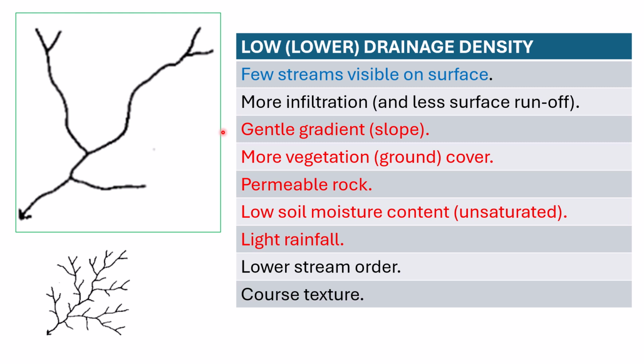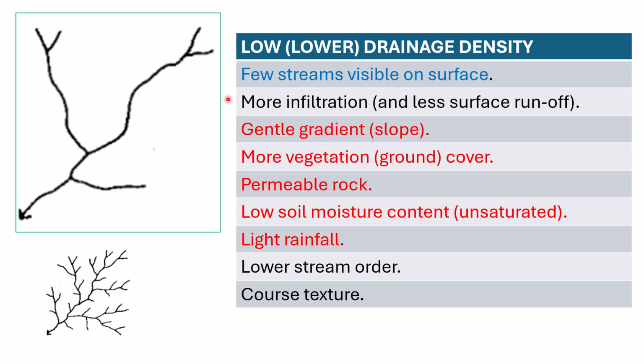Those factors that have an influence on low drainage density, in other words, those factors that encourage infiltration, would be a gentle slope or gradient, because this allows for the water to gather on the ground and gives it enough time to soak in. More vegetation or ground cover traps the water and keeps it there long enough in order for the water to infiltrate the earth. Permeable rock will allow for water to penetrate and pass through the rock. A fairly dry or unsaturated soil with a low soil moisture content will allow for more infiltration, and light rainfall allows for more infiltration.